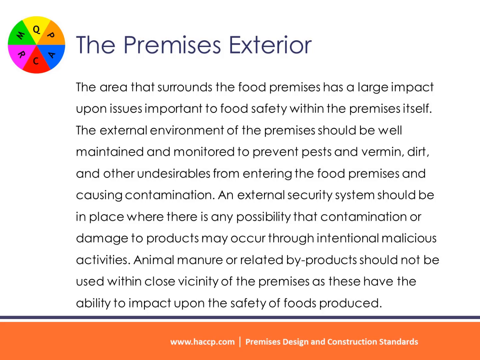The external environment of the premises should be well maintained and monitored to prevent pests and vermin, dirt, and other undesirables from entering the food premises and causing contamination. An external security system should be in place where there is any possibility that contamination or damage to products may occur through intentional malicious activities. Animal manure or related byproducts should not be used within close vicinity of the premises, as these have the ability to impact upon the safety of foods produced.